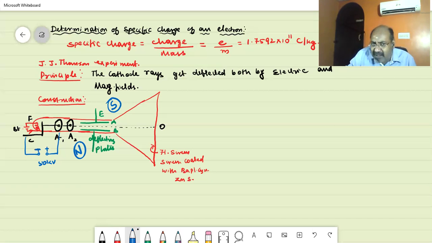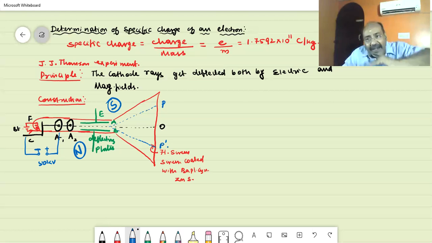By passing it through the deflector plates and applying a suitable electrical field or a suitable magnetic field, we can make the beam of electrons get deflected either to a point P or to another point called P dash. Whether it deflects towards P or P dash depends on the applied electrical or magnetic field. So this is the construction or description of the apparatus.